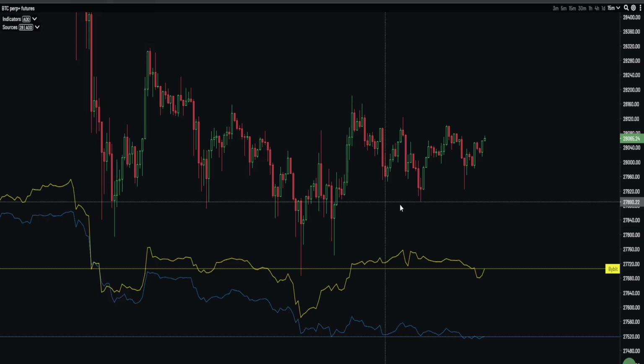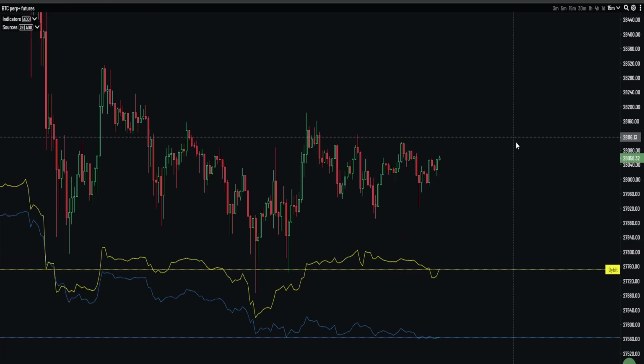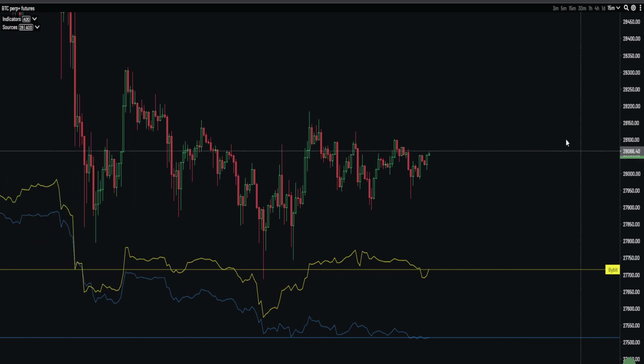Now if you then go to the CVD chart and have a little look at what has been happening on the CVD, it's a bit of a mixed bag at the moment.